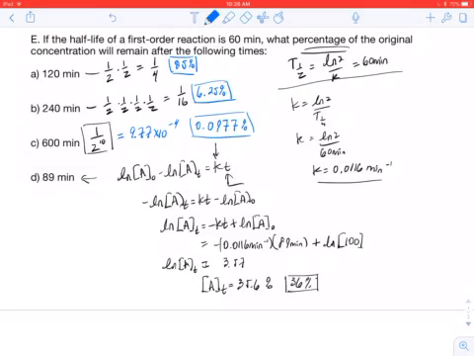Okay, so that's how you do this problem. If the time is an exact multiple of the half-life, you just half of a half, however many times you need to do that. If it's not a perfect multiple, you have to use this integrated rate equation.